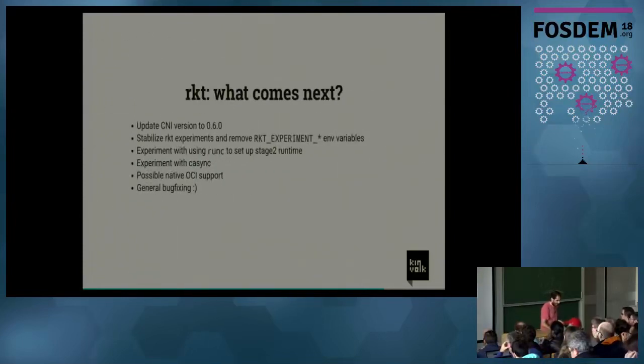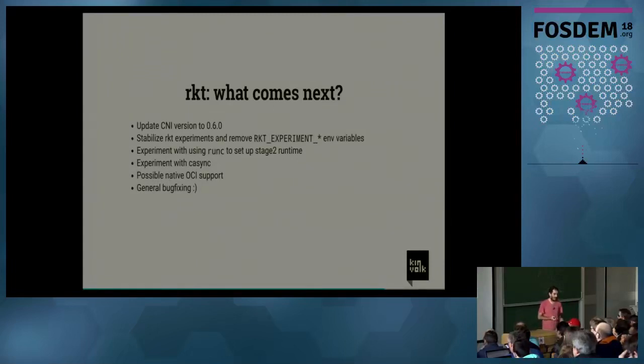Okay, so what comes next for Rocket? We need to update the CNI version because Rocket is using version 0.3, and some features were added later that people are interested in. This is something we need to do, but it's kind of hard because there are a lot of assumptions in Rocket that depend on the previous behavior of CNI. We should stabilize the Rocket experiments, because it's not nice having to add an env variable to do this sandbox kind of thing. We should just remove them and make sure they work fine.